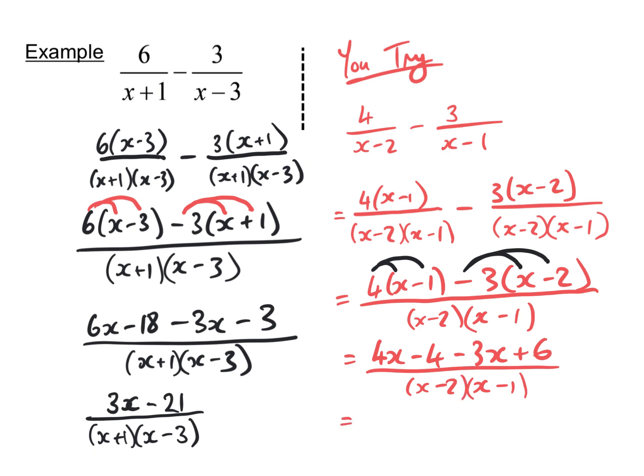And that will come to a total of, let's see, I've got 4 x's here, take away 3 x's, leaves me with positive 1x. And we have a starting point of negative 4 here, and we're adding on 6 to that, which is going to bring me up to positive 2. And that's all over x minus 2, x minus 1. And that is effectively it.